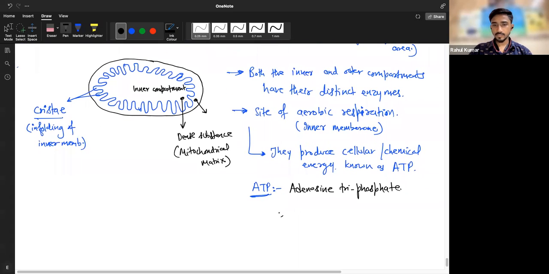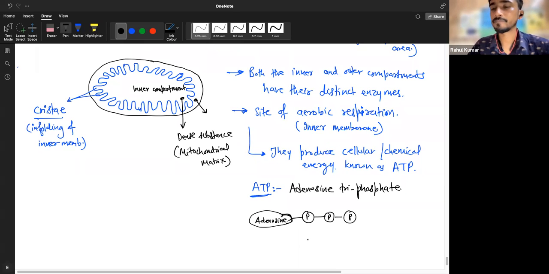Now it looks like this. So there is a big molecule called adenosine. I'm not going to make the structure of adenosine. So just know that there is a big molecule adenosine carrying 3 phosphates. 1, 2, and 3. The second and the third phosphate, first phosphate, second, and the third. The bond between the second and the third is called a pyrophosphate bond.